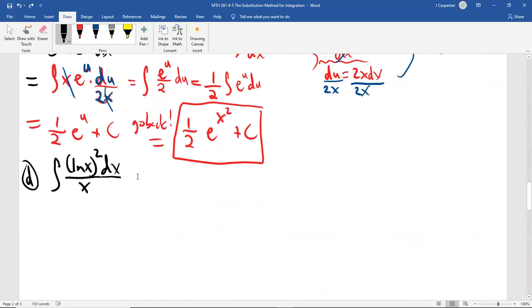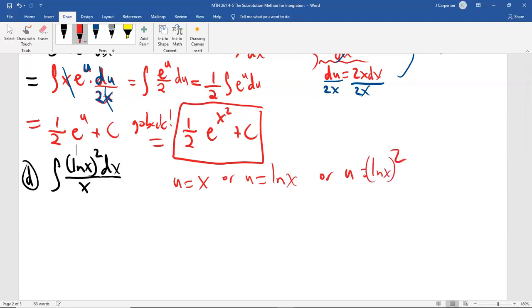All right, so here, you've got a top and a bottom, so what should the u be? Should the u be the x, or should the u be the ln of the x, or should it be the ln of x all squared? Well, the last case is the least likely because that's the inside and the outside. Typically, that's not how we do a substitution. So that's definitely not it. So is the u the x or the natural log of x?